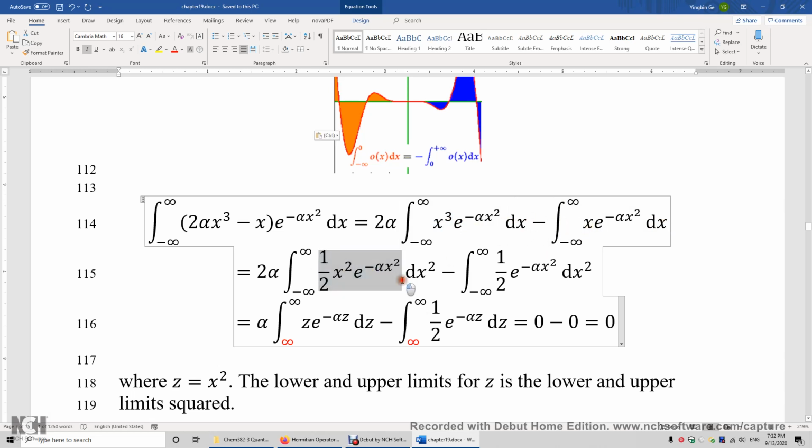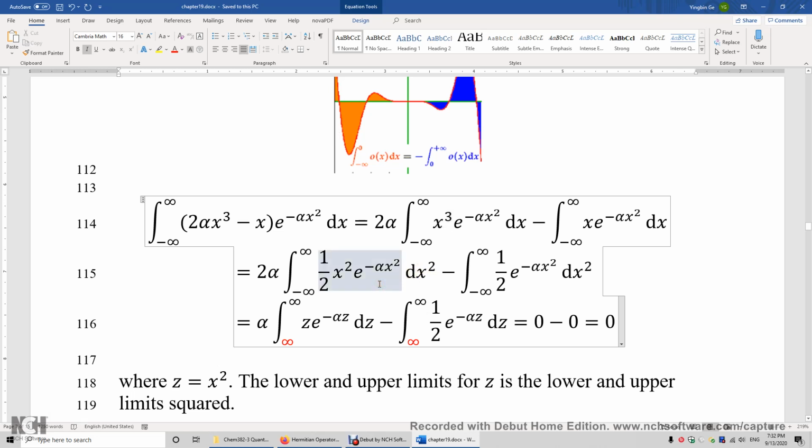So now we get this and this. How did I get this? Look, I'm just saying x to the power of 3 is x squared times x, right? And x times dx is 1/2 dx squared. I'll let you prove this. Again, x times dx is equal to 1/2 dx squared.